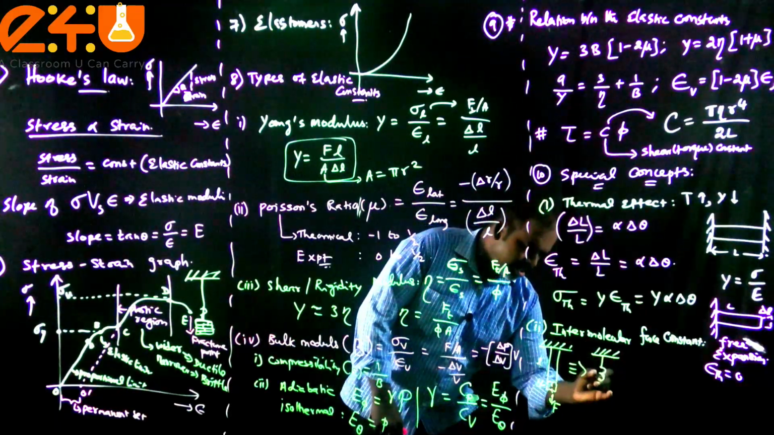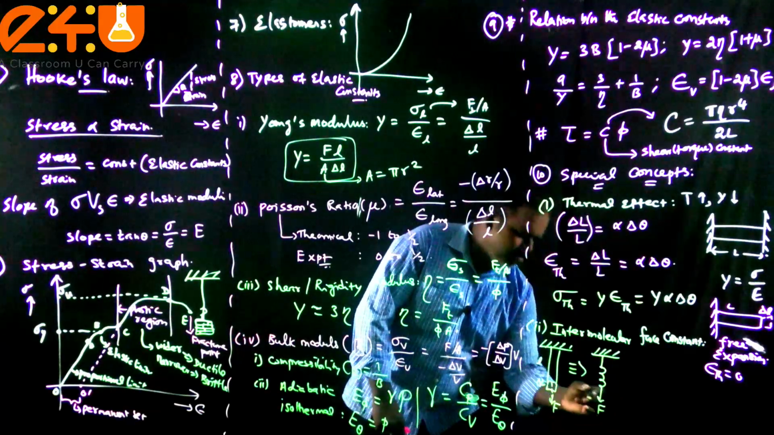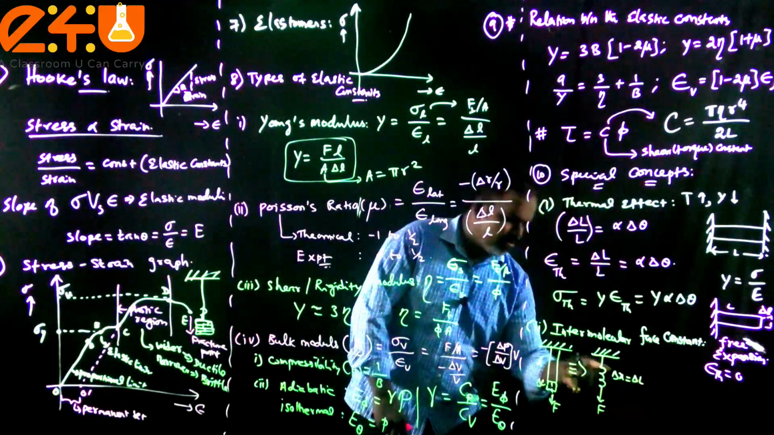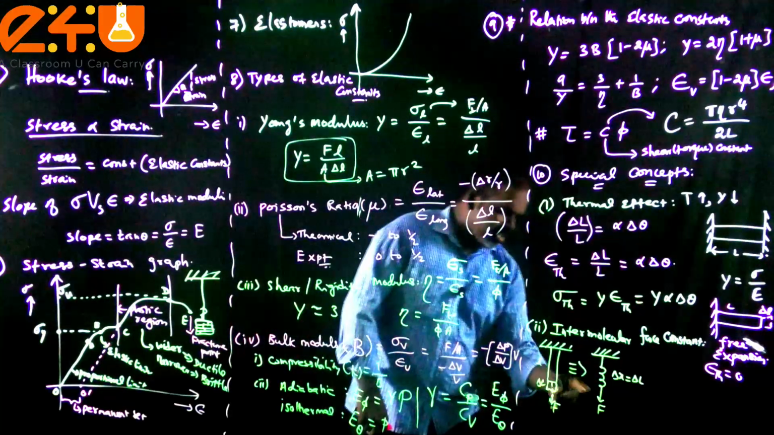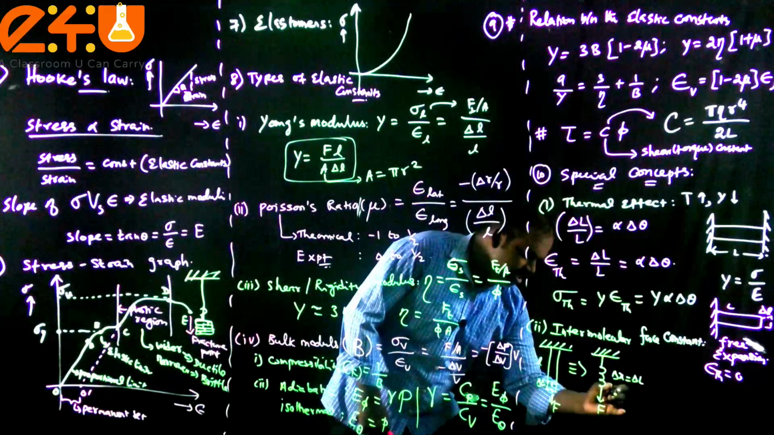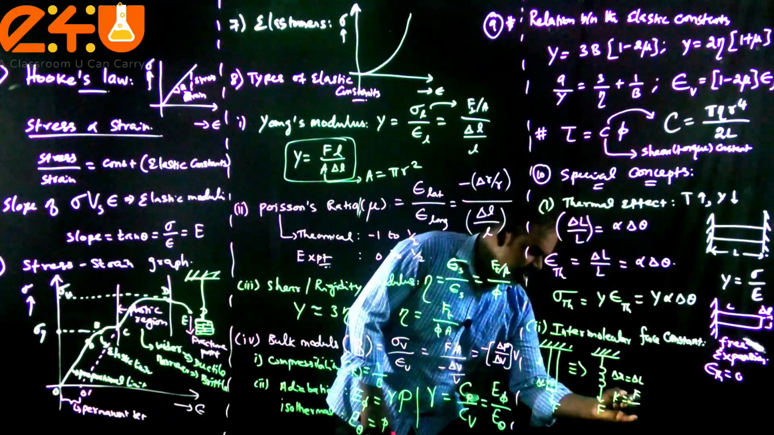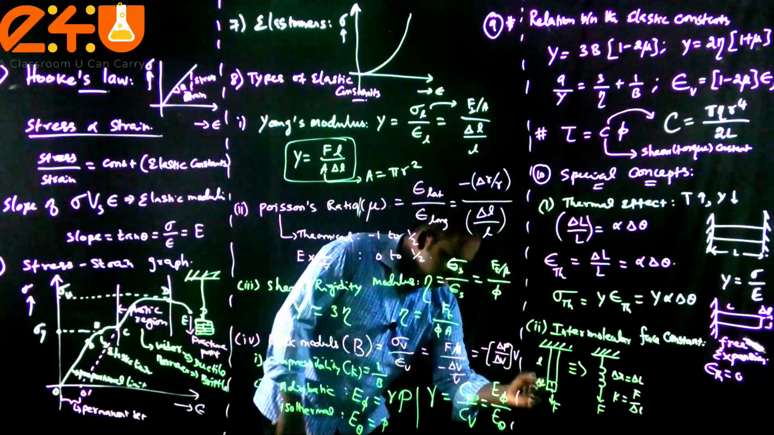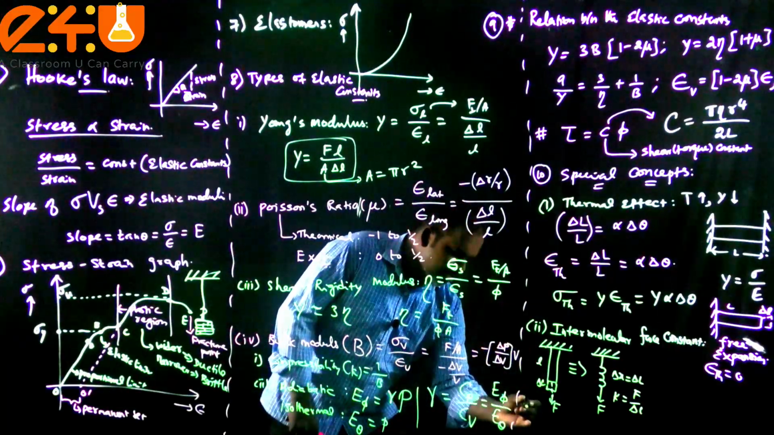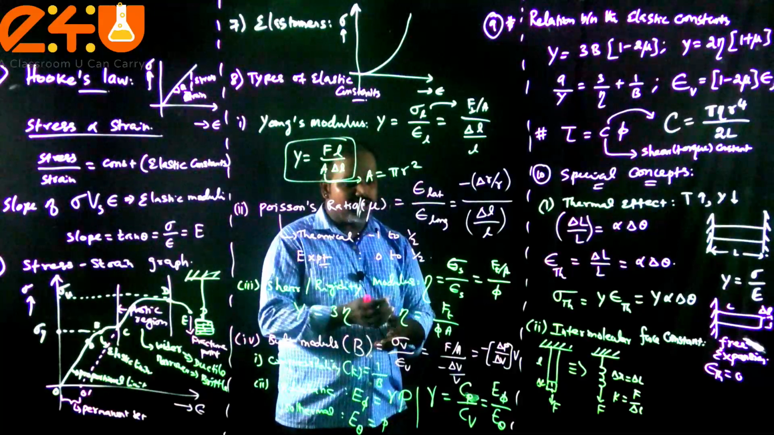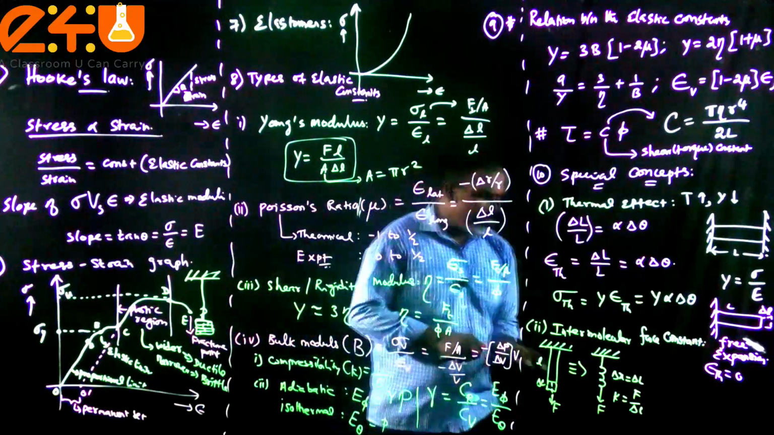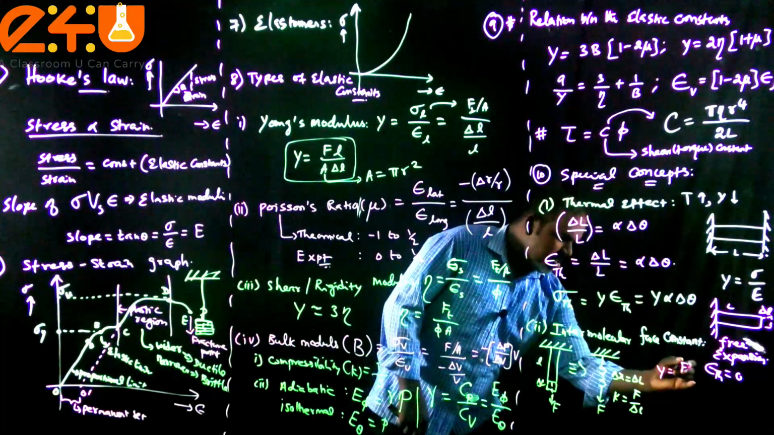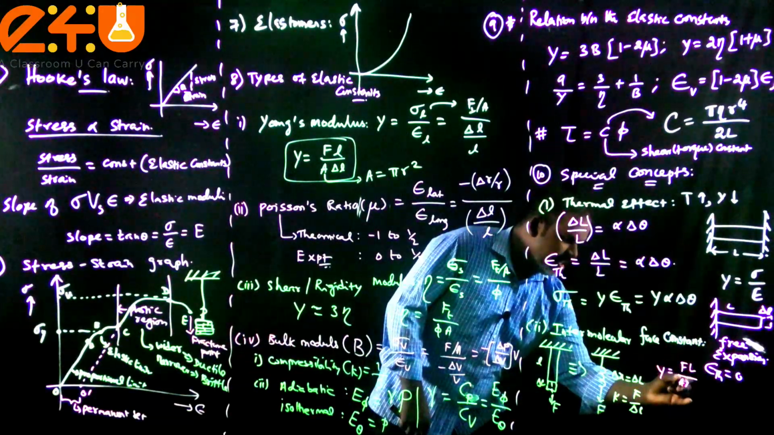This is the external force F, and the change in length is delta X, which here is delta L. Then I can say that the spring constant of this material, K, is equal to F by delta L. Similarly here, we know Young's modulus Y is equal to FL divided by A into delta L.